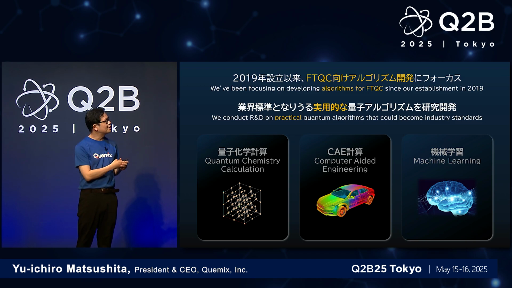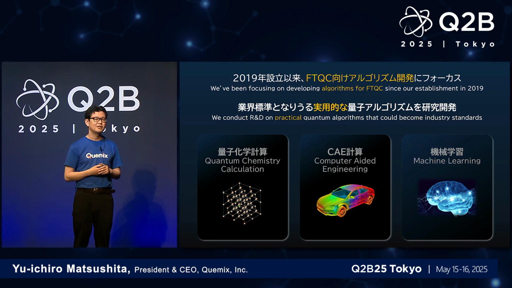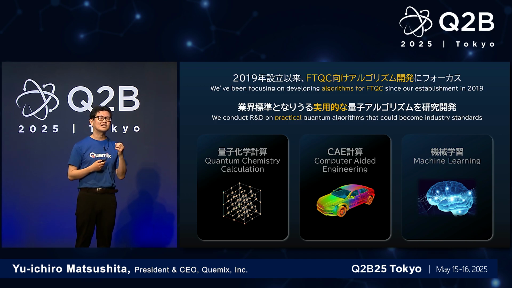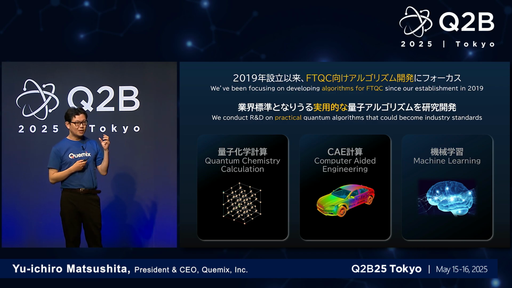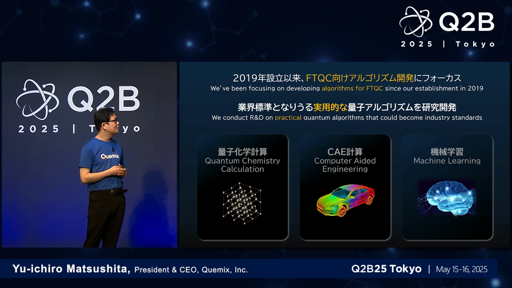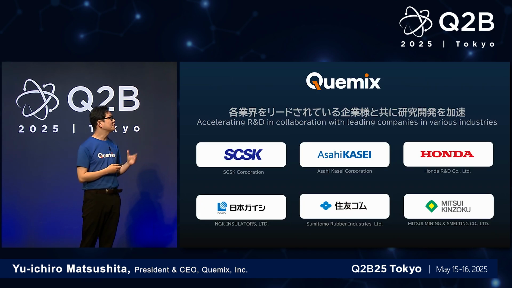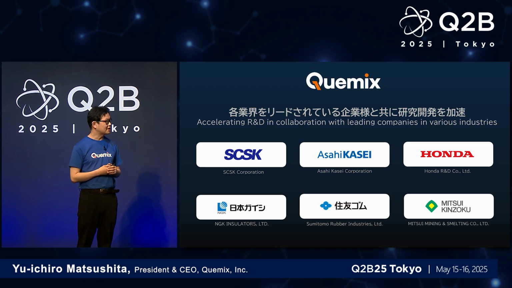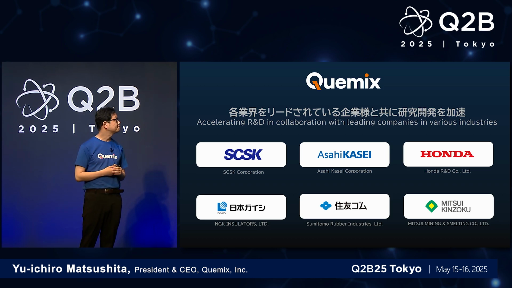So, in our efforts to develop practical quantum algorithms, the most important key is to identify practical real-world problems to solve. And these are the people who are providing us with the real-world problems. They're actually working with us in R&D activities, and we are grateful for their collaboration.